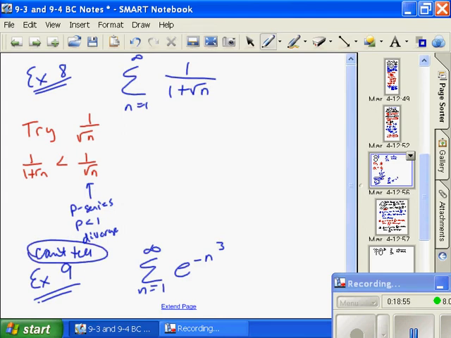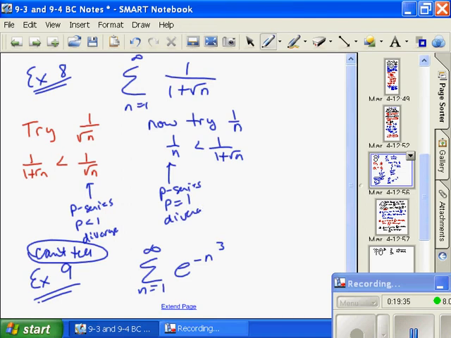All right? So we have to try something else. Let's try just 1 over n. If I look at this one, 1 over n is less than 1 over 1 plus radical n, because n in the denominator is going to be larger than the square root of n plus 1. So the denominator on the left side is larger than the denominator on the right side. Therefore, 1 over n is going to be smaller. This is a p series. P is equal to 1, so it's going to diverge.